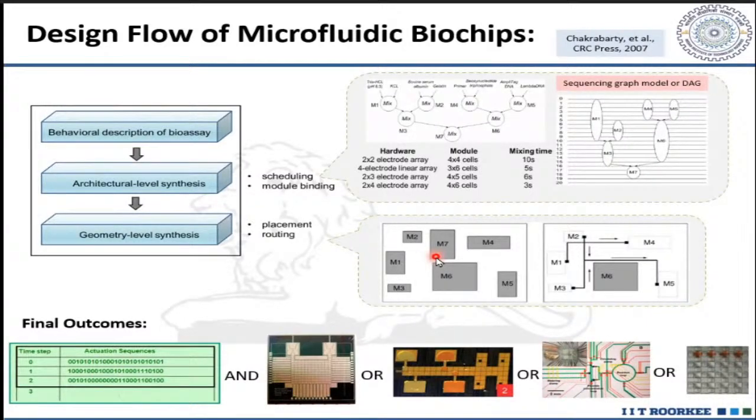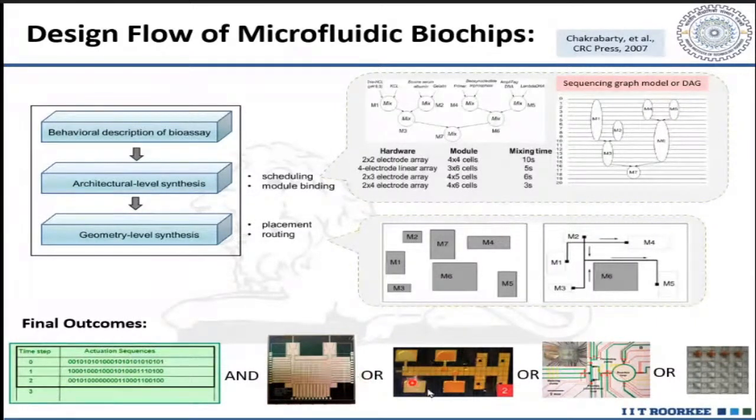Okay, so the other problem will be routing. From one module to another module, the fluid needs to be moved. That's why routing will be another problem. So these two, the placement problem and the routing problem, are very well studied problems under this geometry level synthesis. So at the end, the final outcome will be this kind of chip layout.